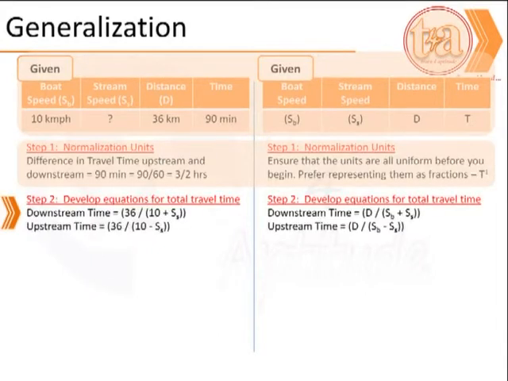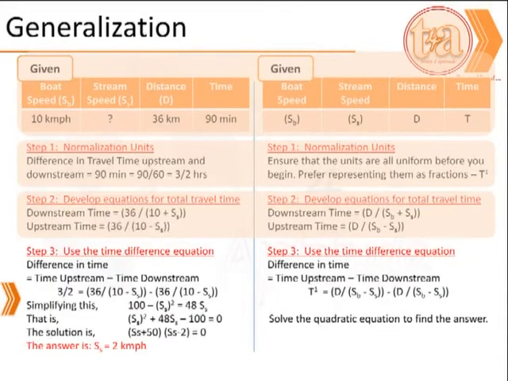Once we have normalized the unit, the next step is to find equations for the downstream time and upstream time as the distance divided by the speed in that direction. The last step is understanding the equation for the difference in time. Since the time taken to go upstream is longer, we use that and subtract the time taken to go downstream and equate it to the information of 90 minutes given earlier, and then we solve. We have a quadratic equation, and the solution to the quadratic equation would be the answer to the problem.